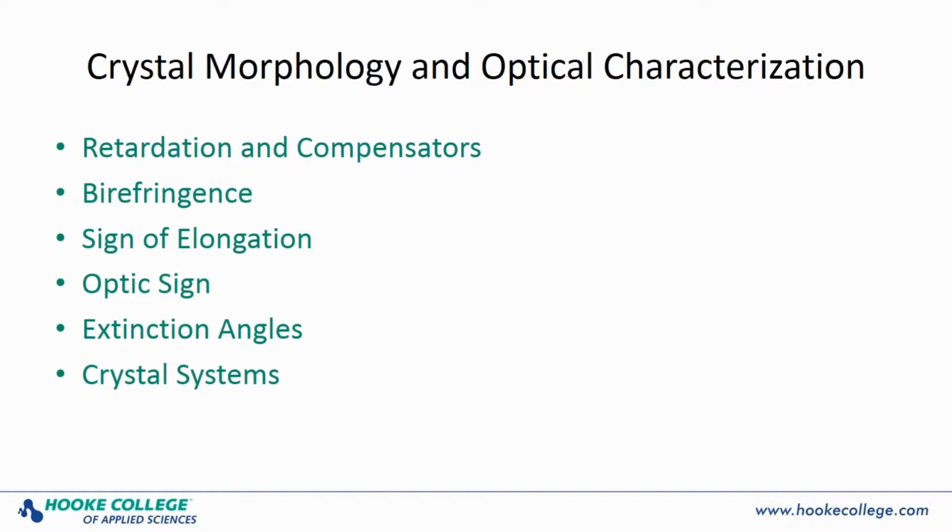Even though a particle with 2 or 3 refractive indices is more complex, this allows many additional optical properties to be measured. Through the use of cross-polarized light and compensators to measure the interference colors, and by obtaining additional optical properties, including birefringence, which is the difference in refractive index values, sign of elongation, optic sign, extinction angles, etc., particles can be classified with respect to the 6 crystal systems, and they can be completely characterized.